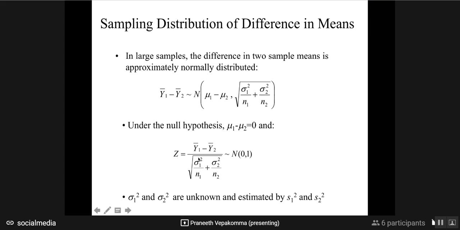N1 and N2 is the size of the sample. So N1 is how many games one person played, N2 is how many games this person played, or N1 is the number of patients that received this drug, N2 is the number of patients. It's a very simple quantity. You can even compute it with your calculator or with just an Excel sheet. You don't have to write a Python script to do this.